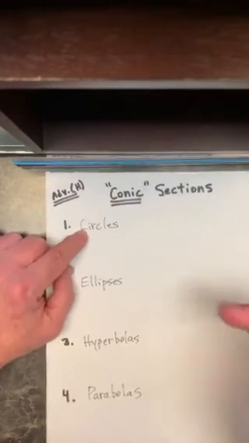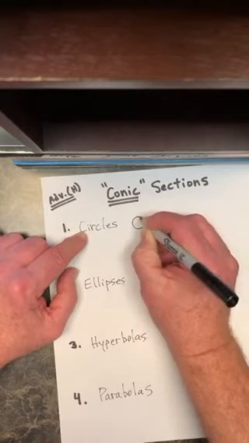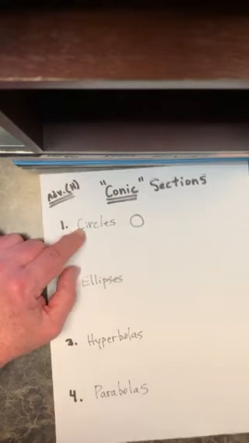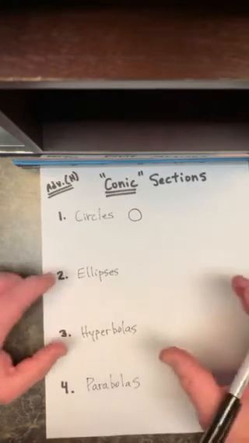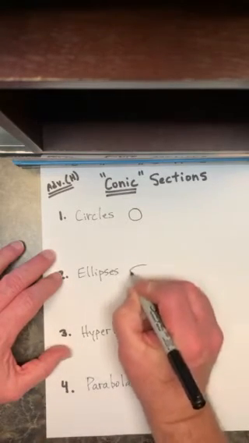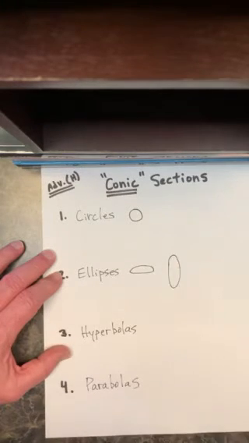Circles, of course, shape-wise, are just perfectly round objects. You've worked with circles your whole life, a lot, of course, in geometry. Ellipses are more elongated egg-shaped type pictures. They could be elongated horizontally, or they could be elongated vertically, and you'll see the difference in the formulas for each.